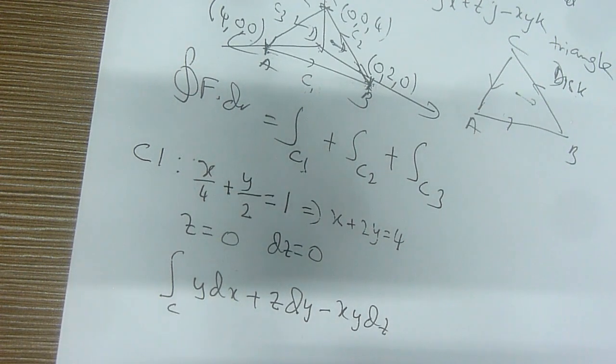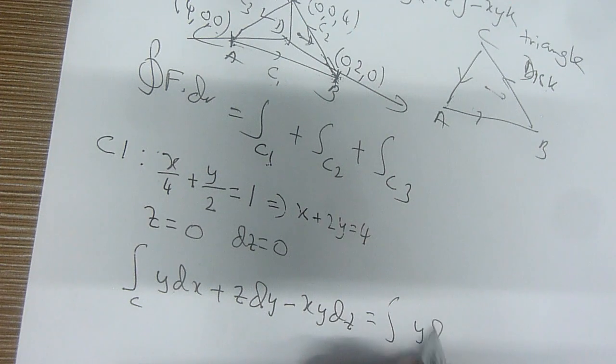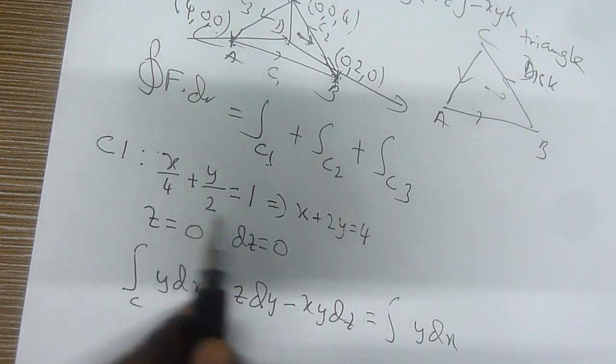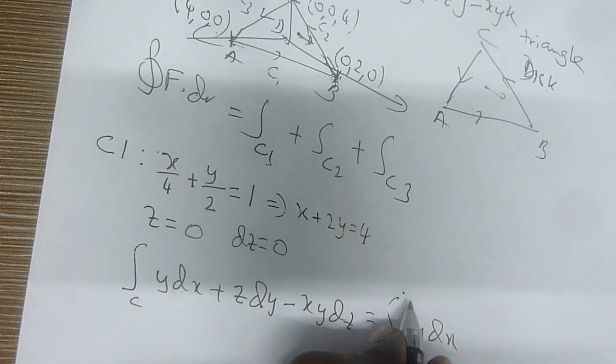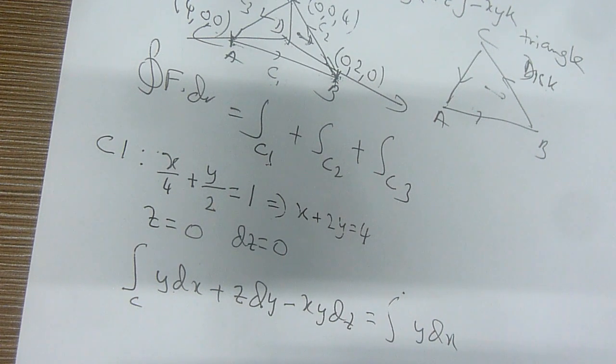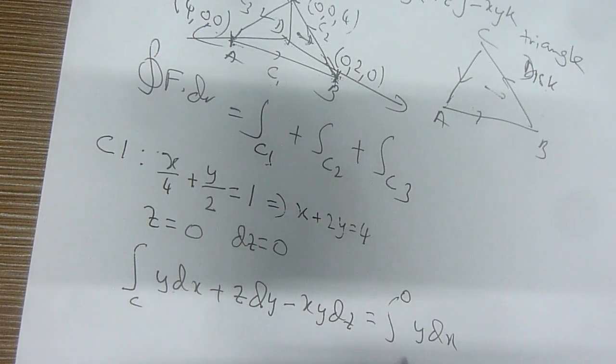To calculate the curve, since z is 0, this one is 0, dz is 0, we will have only the xy dx. What is x here? x is 0 to 4. That means the arrow is moving in that direction, towards this, so I use 0 to 4.